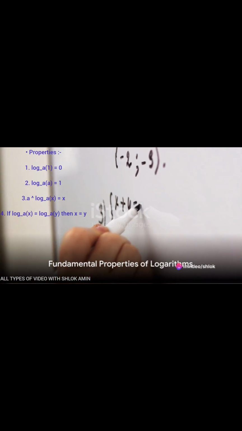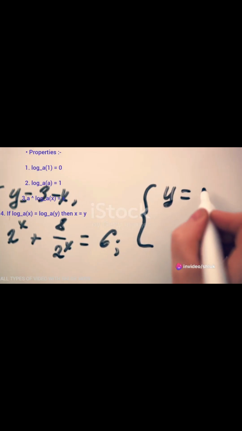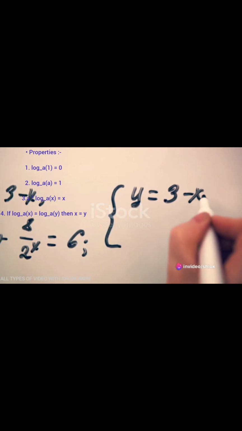Now, let's move on to some fundamental properties of logarithms. First, the logarithm of 1 in any base is always 0. This property stems from the fact that any number raised to the power of 0 equals 1. Second, the logarithm of the base itself is always 1. This makes sense because any number raised to the power of 1 is the number itself.